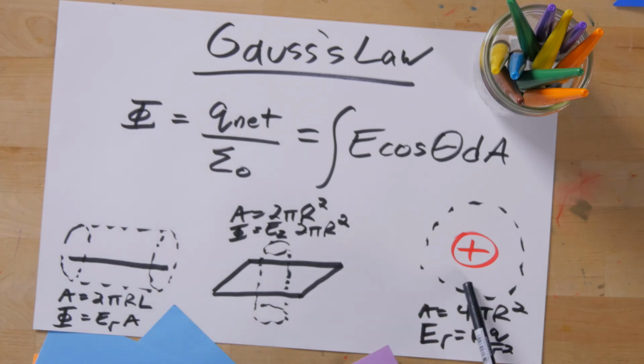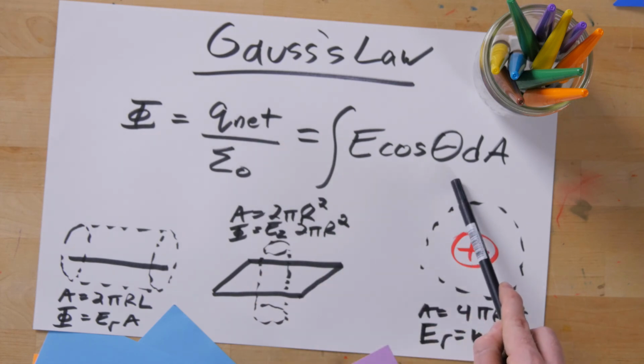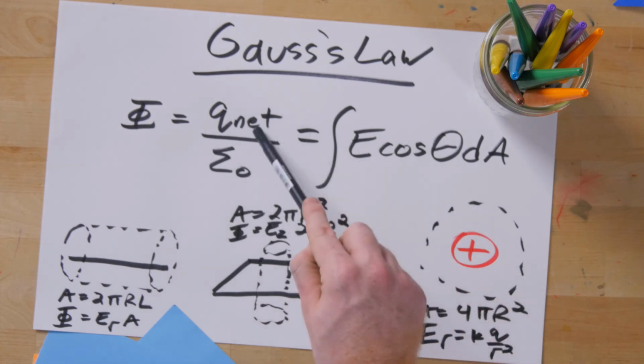Think about all these different dimensions and the definition of flux, and it really just comes down to, can you solve for E or can you solve for Q?